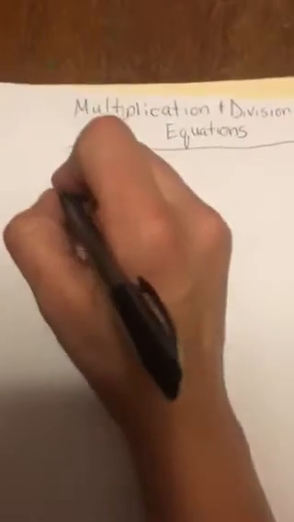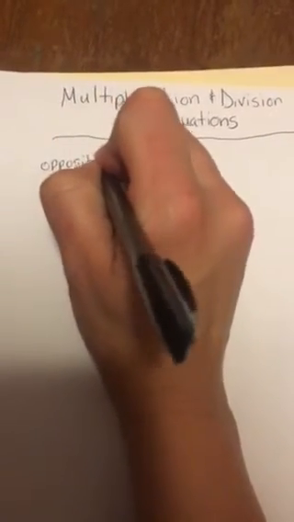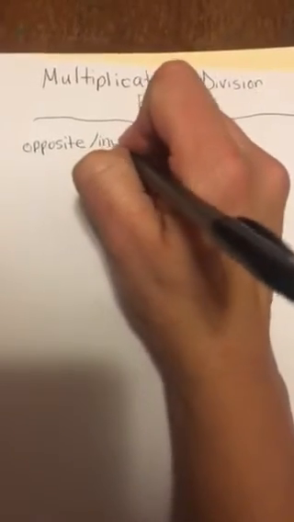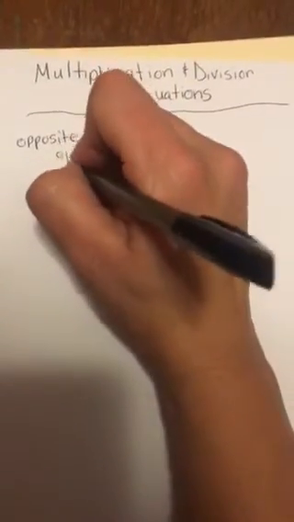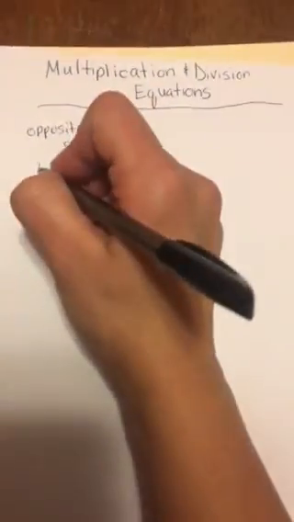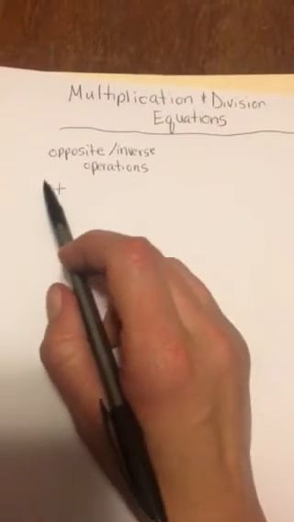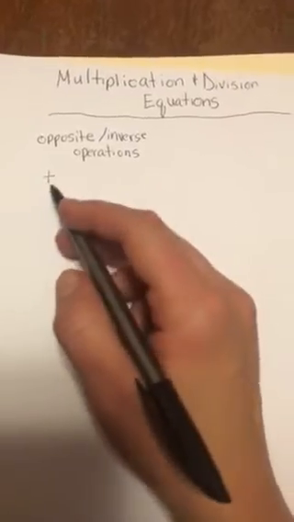So just like adding and subtracting, we've talked about opposite, or what we call inverse operations, okay? So when we had addition and subtraction equations, when on one side of the equation there was an addition sign, then we subtracted that number to get the variable by itself.